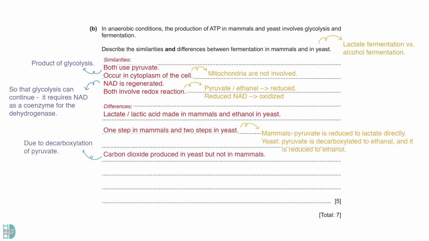Carbon dioxide is made in yeast via decarboxylation of pyruvate. It does not occur in mammals. It is reversible in mammals and irreversible in yeast. In mammals, lactate can be oxidized back to pyruvate. In yeast, ethanol is a waste product.